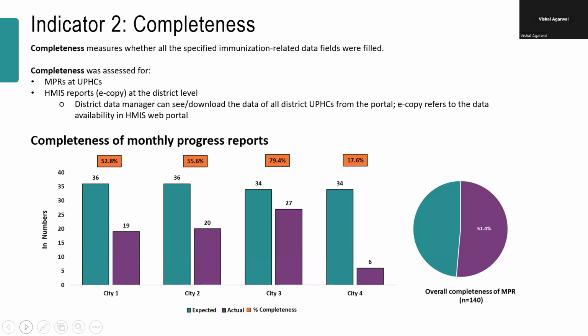So completeness as the second indicator. Completeness we have considered only for monthly progress report and the HMIS portal as well. And we can see only 51% of the monthly progress report hard copies were found to be complete. Again, completeness here means only the immunization related data fields should be filled in the monthly progress report. Next slide.